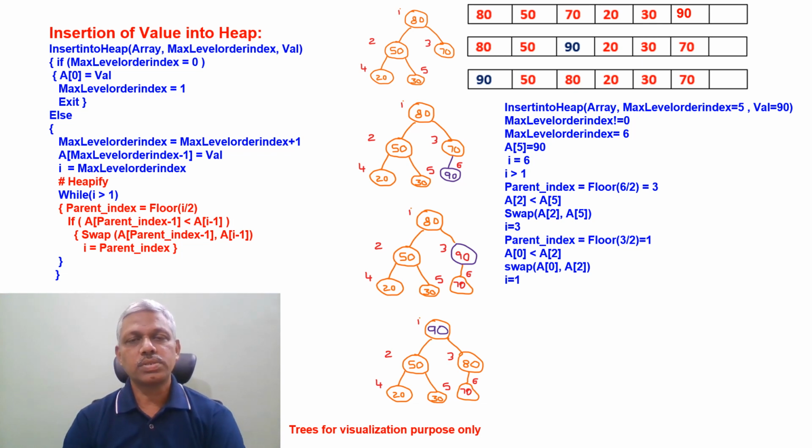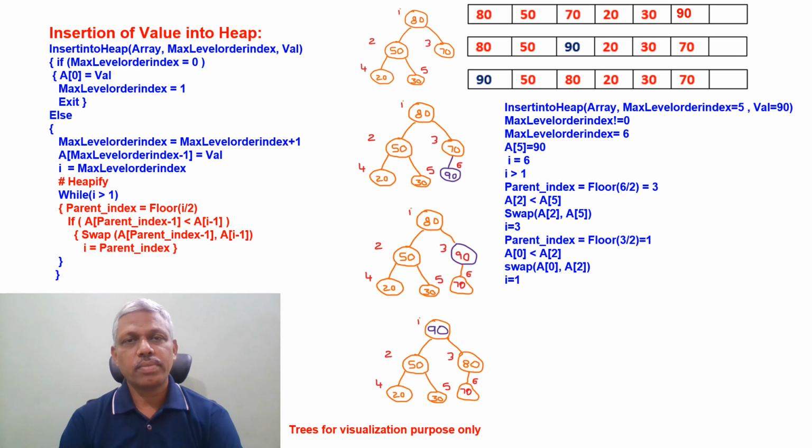Else, that means the heap is already there. Then since we know the max level order index, that's the last element, we need to add the new element as the next element of that. We update max level order index equal to max level order index plus 1, and in that location we keep that value in the array. So a of max level order index minus 1 is equal to val.